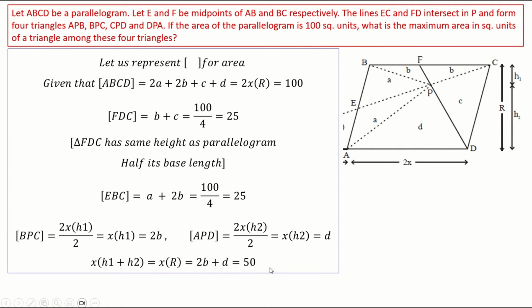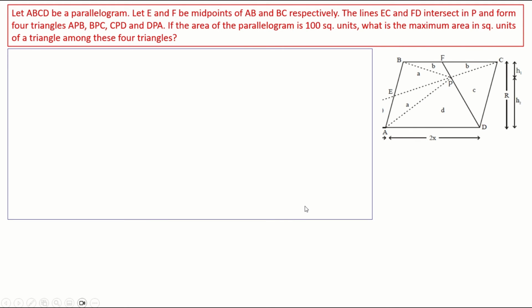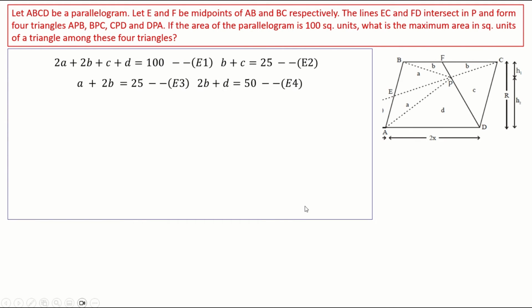Now we derived enough equations to solve for a, b, c, d. Okay. So let's put these four equations first. 2a plus 2b plus c plus d equal to 100. B plus c is 25. A plus 2b is 25. 2b plus d equal to 50. Now from E1 and E4, we can derive, you replace 2b plus d with 50 here. So 2a plus c is 50.